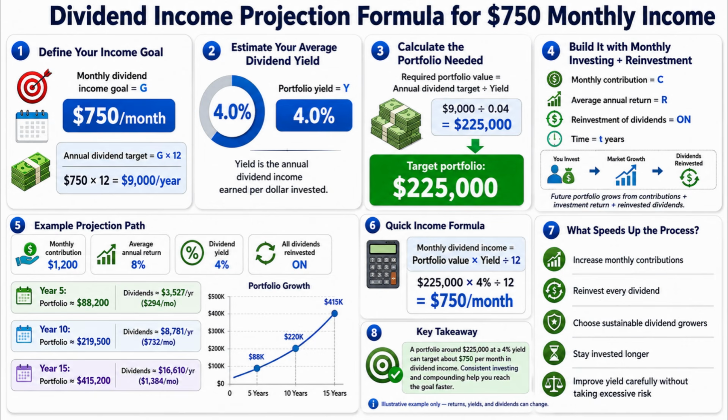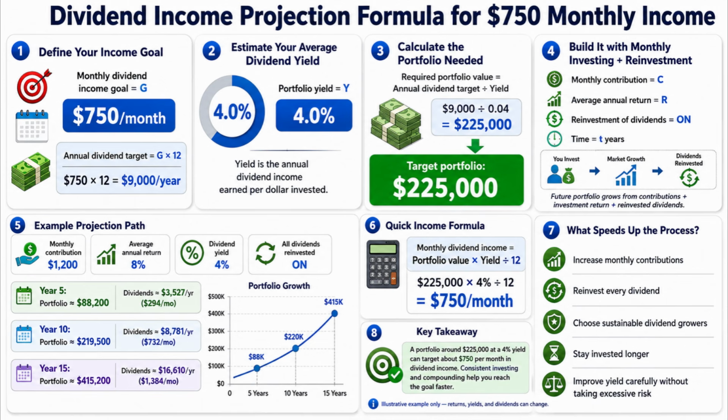In this video, we will discuss the Dividend Income Projection Formula for $750 monthly income. First, let's understand the goal shown in this model. The target is to build a dividend portfolio that can generate $750 per month in dividend income. In the formula, this monthly dividend income goal is represented by G. So here, G equals $750 per month.